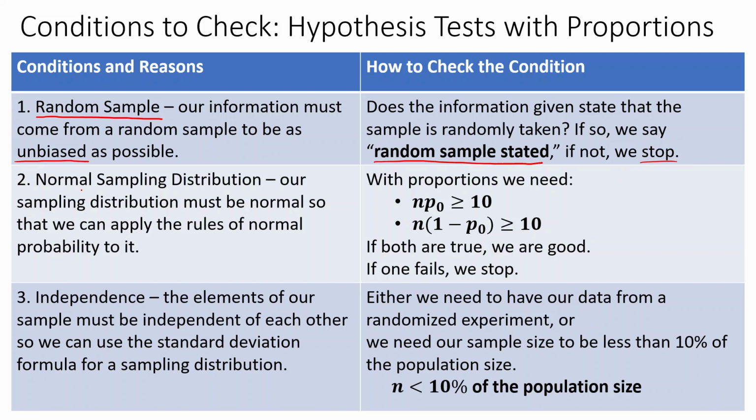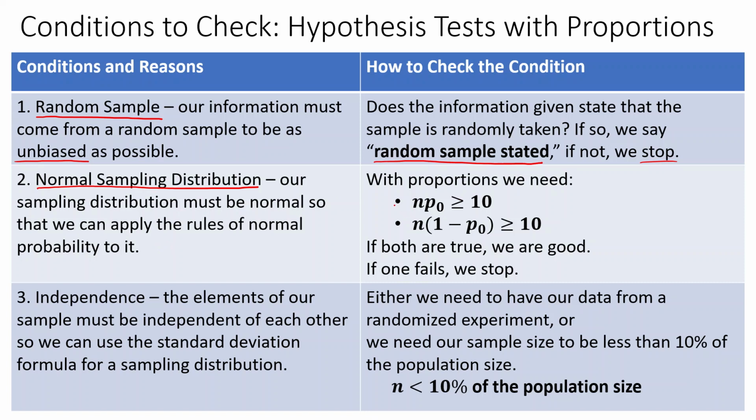All right, the second condition, number 2. We need to have a normal sampling distribution. Our sampling distribution must be normal so that we can apply the rules of normal probability to it. We're going to be doing things like normal CDF or inverse norm for this. We have to do one or the other when we do these later on. So we have to have a normal sampling distribution.